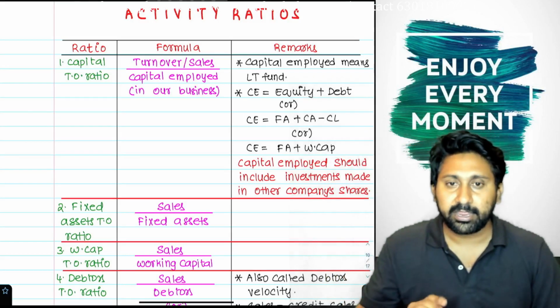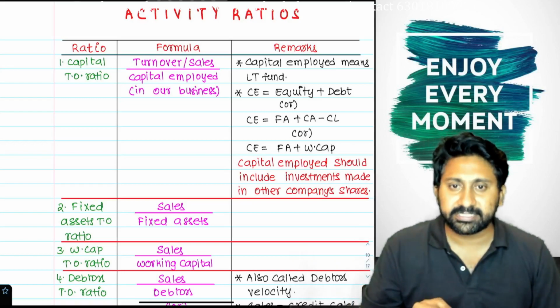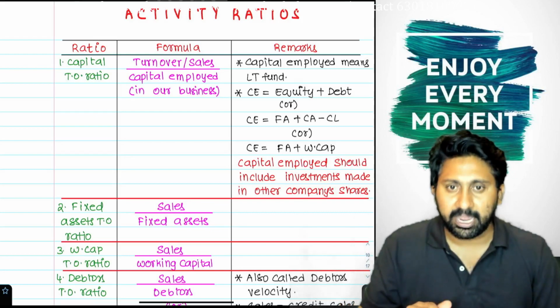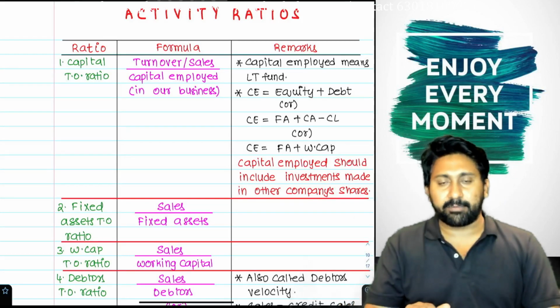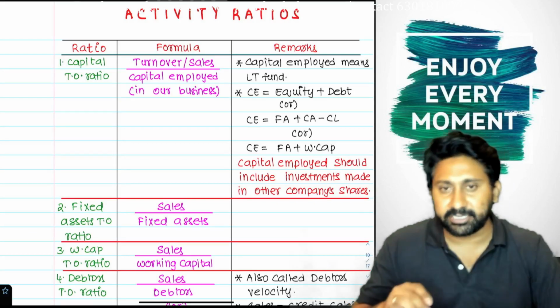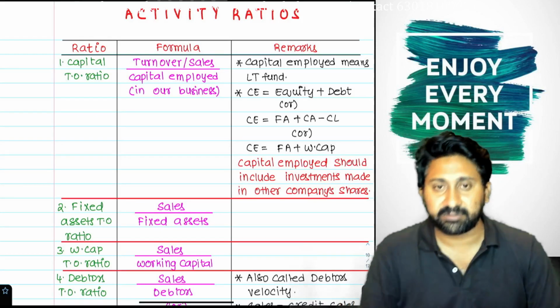Say for example, sales 100, capital invested 70. That means the capital employed is in the denominator, 70. For that 70, there is a sale.